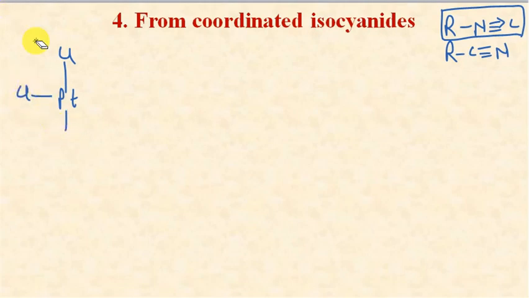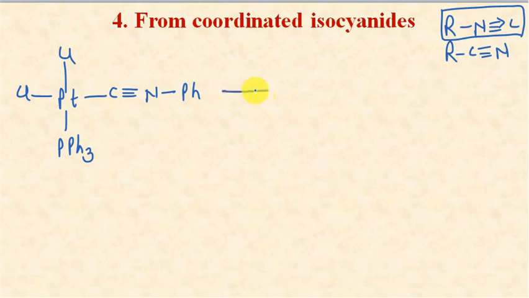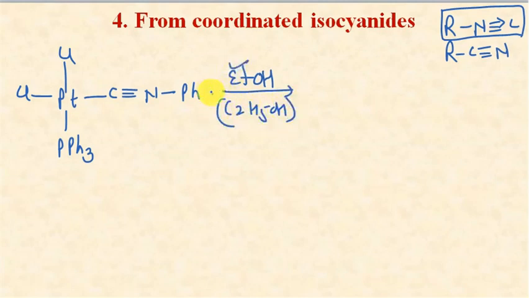We will replace this one Cl with a triphenylphosphine substituent in order to avoid the charges. And this alkyl isocyanide is a neutral ligand and will bond in this way, C triple bond N, and here we have this phenyl substituent, or it can be an alkyl substituent. When it is treated with ethanol, EtOH, it can be represented as C2H5OH. Anything we can write, this or this one.